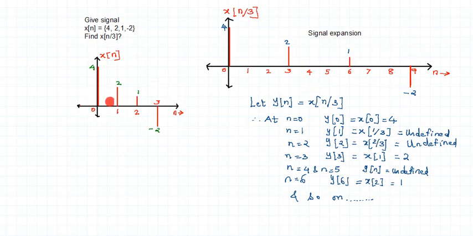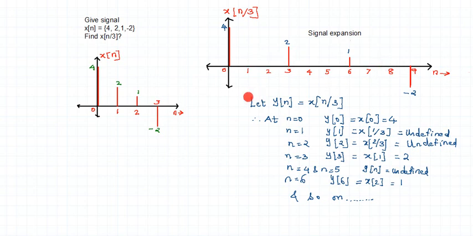Can I say all these samples are appearing? Yes: 4, 2, 1 and minus 2. All these samples are appearing, right? But how are they now? They are appearing with larger time instant gaps. So I can say the signal is being stretched or expanded. With respect to the original signal, this signal seems to be expanded. Is there any loss of samples here? No. So signal expansion is not resulting in loss of samples. Loss of samples happens only if you are doing signal compression. That is also applicable only to DT signals. So here there is no loss of signal, the signal is expanded.